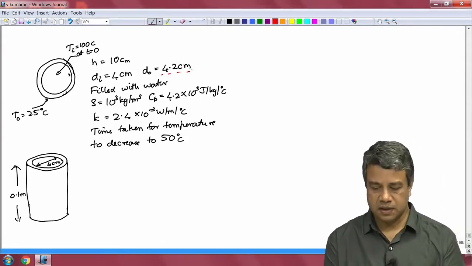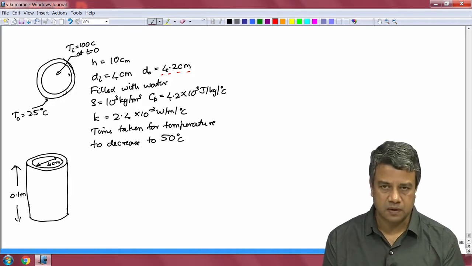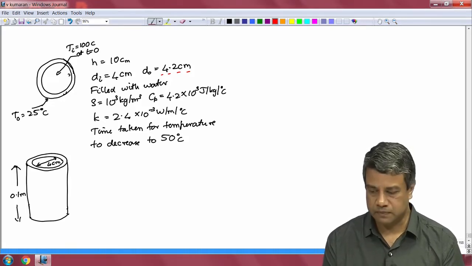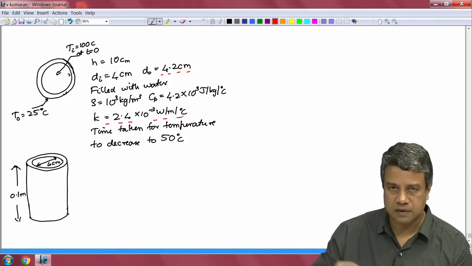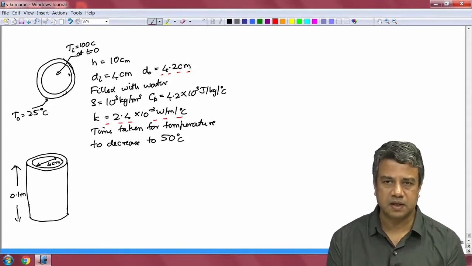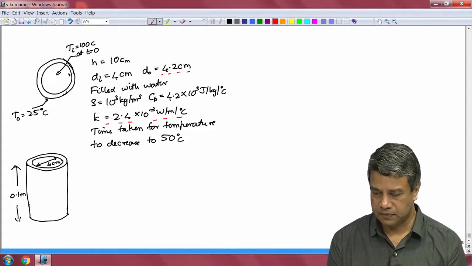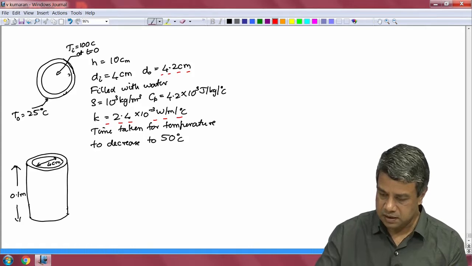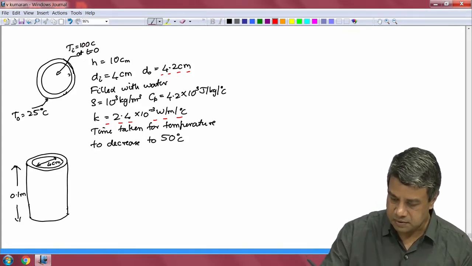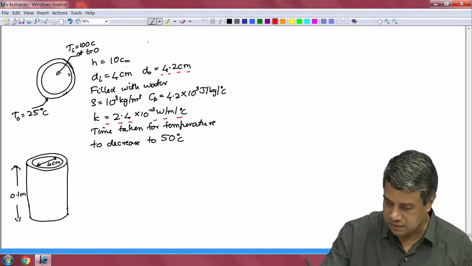The region between the inner and the outer cylinder of the wall was filled with vacuum with thermal conductivity that is 2.4 into 10 power minus 3. This is about 10 times less than the thermal conductivity of water. And initially you pour in water at a temperature of 100 degrees centigrade. The initial temperature of the water is equal to 100 degrees centigrade.